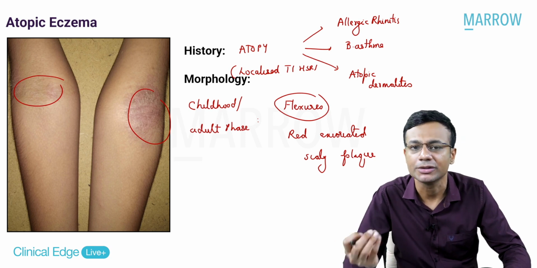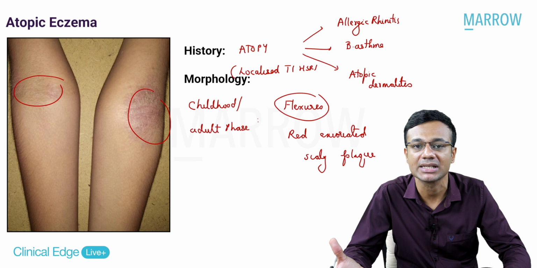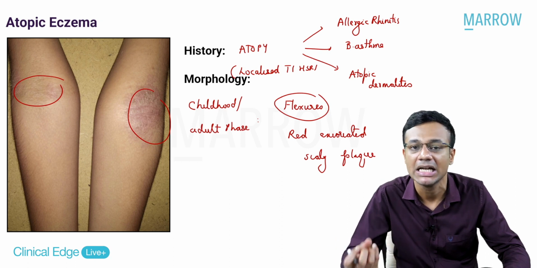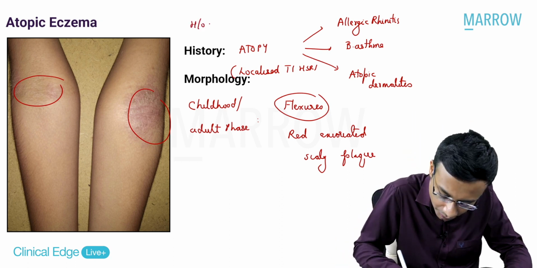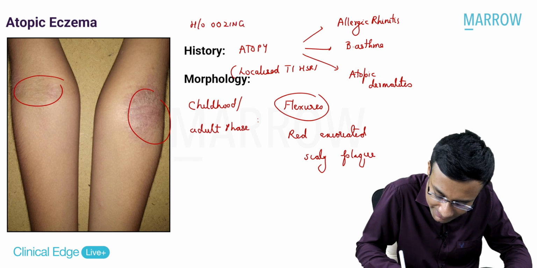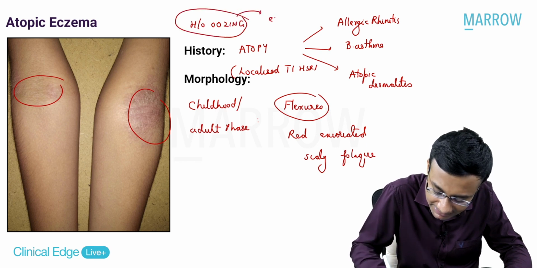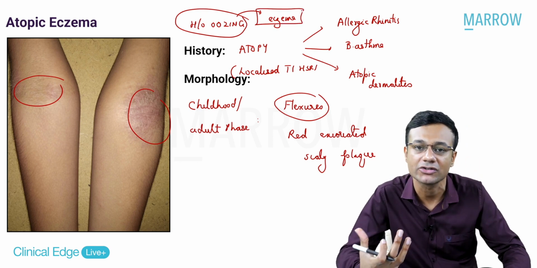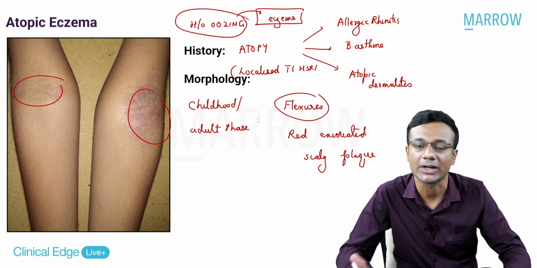But please remember, the most important history we need to know at MBBS level is how to distinguish psoriasis from eczema. Please remember, ask history of oozing. So when I say oozing, that means it is probably referring to an eczematous process. So it's very, very important to ask history of oozing here for the diagnosis of atopic eczema.